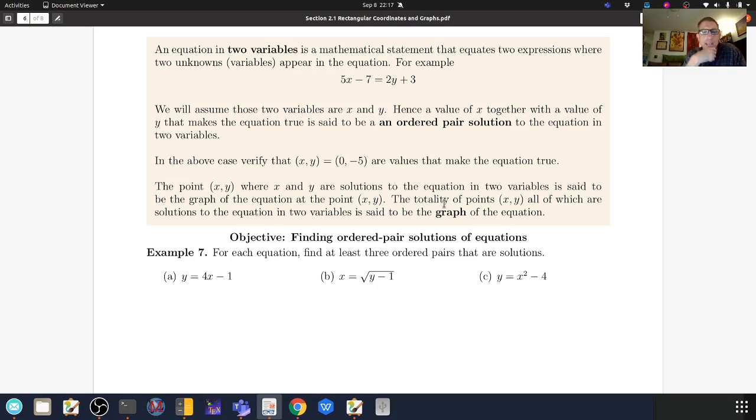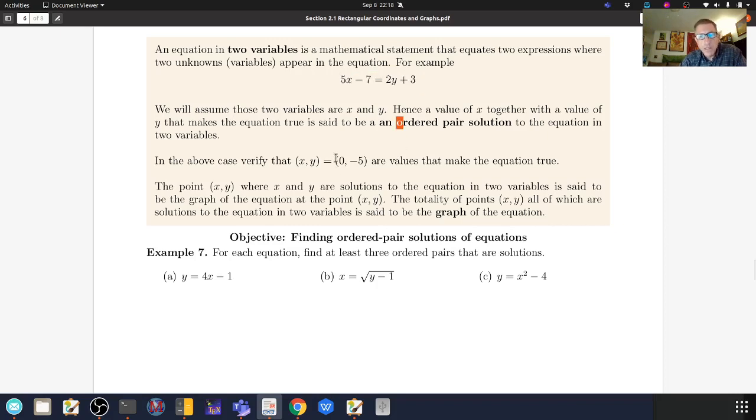So in the above case, we can verify that (x, y) equal to (0, -5) are values that make the equation true. So let's plug in 0 for x. So 5 times 0 minus 7 gives me minus 7. And 2 times minus 5 is minus 10, plus 3 is minus 7. So this is an ordered pair solution to this equation, mathematically.